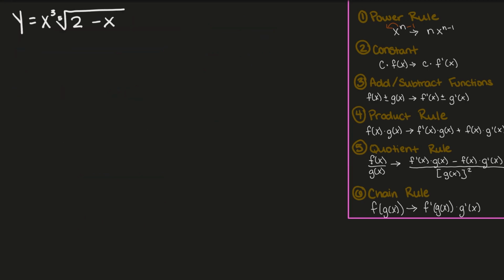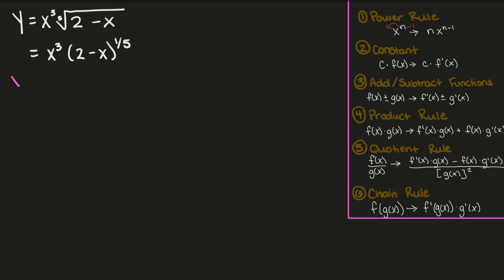Now we have y equals x to the 3rd times the 5th root of 2 minus x. We can actually rewrite this as x to the 3rd times 2 minus x to the 1/5 power. This typically makes using the power rule a little bit easier because it's very clear to see what our power is. And this is another case where we have the product rule and the chain rule combined.